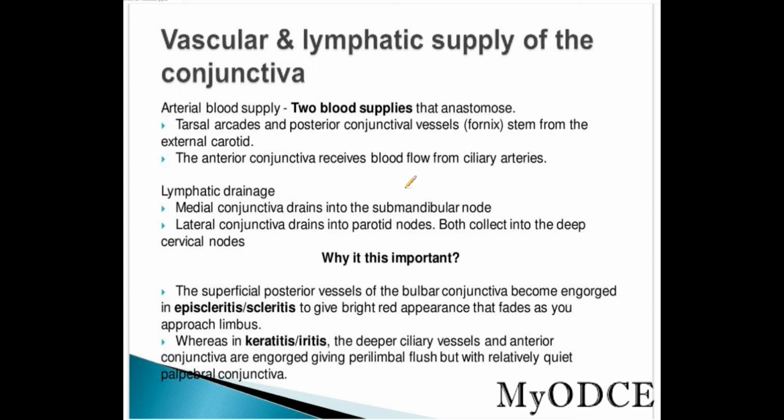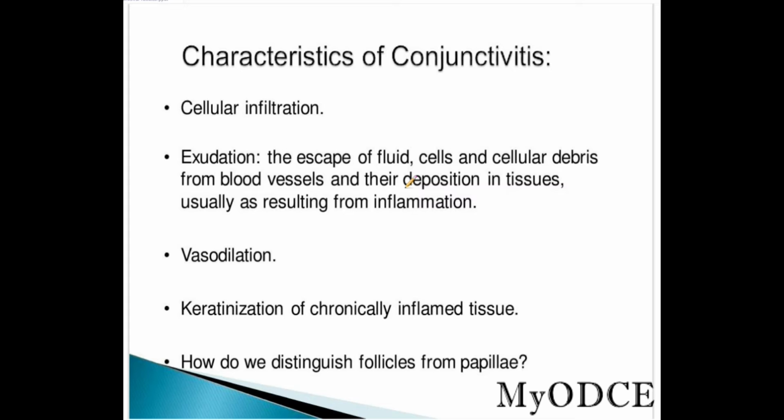So, characteristics of conjunctivitis. I think we all recognize it when we see it at the slit lamp, or when we're sitting across the exam room from a patient, we all recognize that this person has some sort of conjunctivitis. But the characteristics that are responsible for that appearance are cellular infiltration, exudation, which is the escape of fluid, cells, and cellular debris from blood vessels and their deposition in tissues, usually resulting from inflammation. We see vasodilation, and keratinization of chronically inflamed tissue, and that's the distinction we made before of non-keratinized versus keratinized epithelium. If you see keratinization, that's a clue that there's some chronic inflammatory process there. That's nothing new or acute that the patient's just coming in with for the first time.